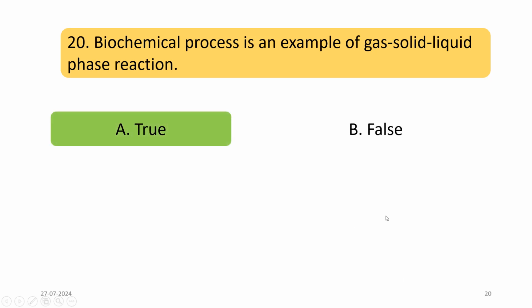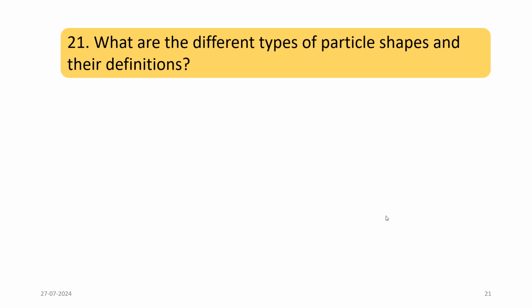So other gas-solid-liquid processes are fluid bed catalytic cracking, hydrotreating, and cultivation of microorganisms, and biochemical processes obviously. And next, what are the different types of particle shapes and their definitions?